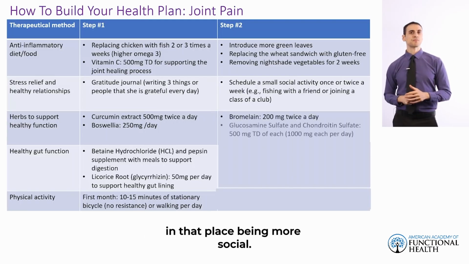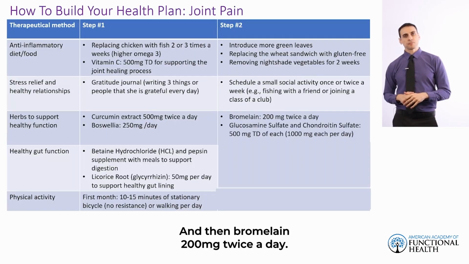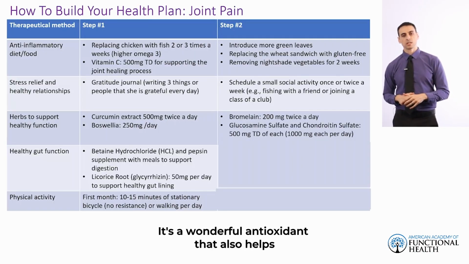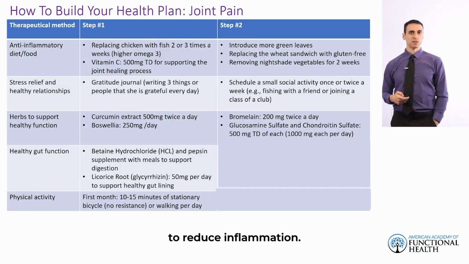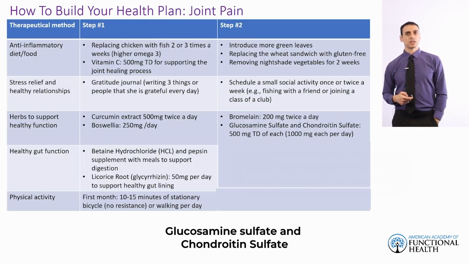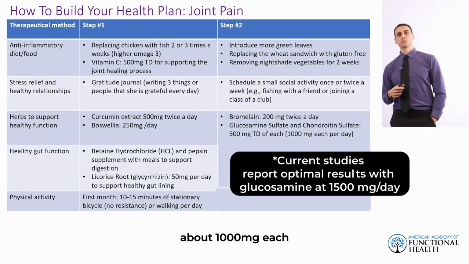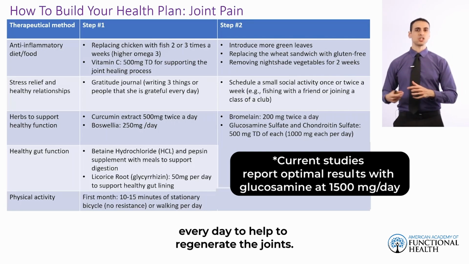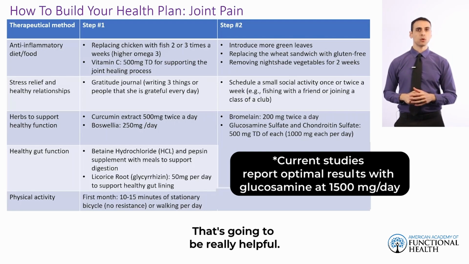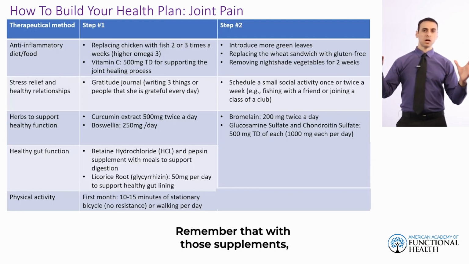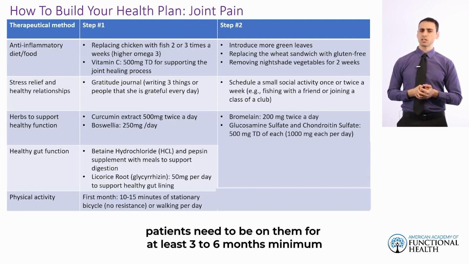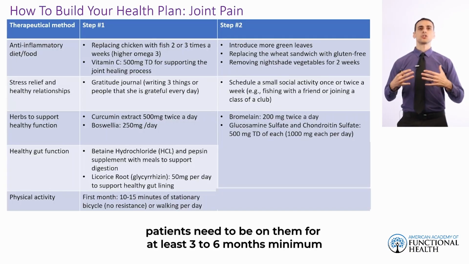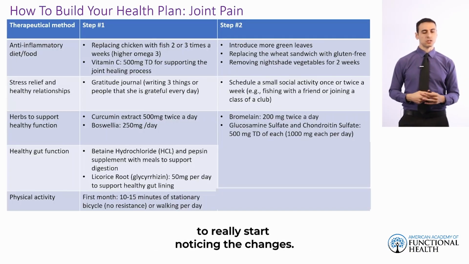being more social. And then bromelain, 200 milligrams twice a day. It's a wonderful antioxidant that also helps to reduce inflammation. Glucosamine sulfate and chondroitin sulfate, about 1,000 milligrams each every day, to help to regenerate the joints. That's going to be really helpful. Remember that with those supplements, patients need to be on them for at least 3 to 6 months minimum to really start noticing the changes.